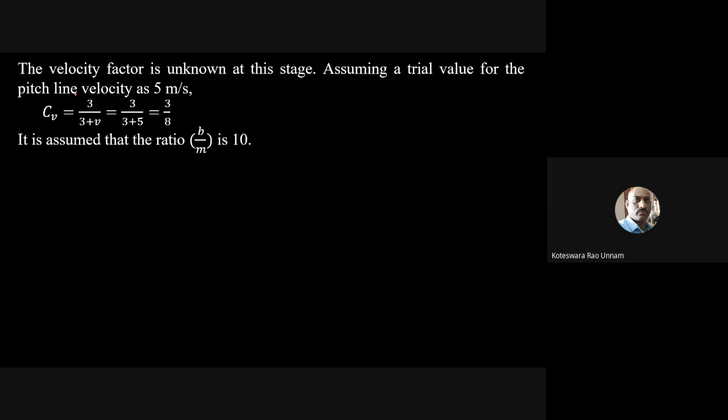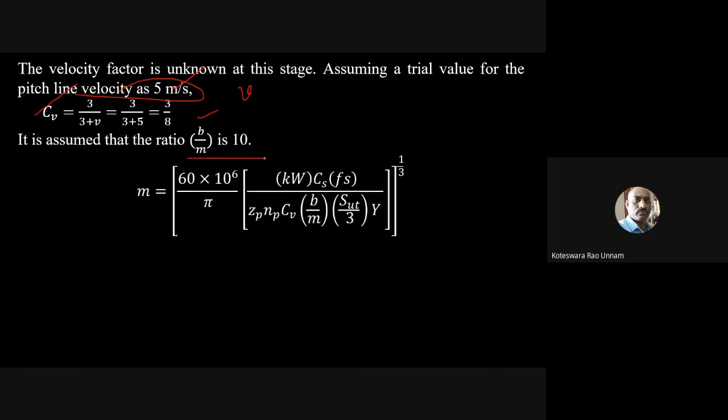Then we will assume, because initially we don't know what V is, we are assuming it as 5 meters per second. So based on that, your CV is going to be 3 by 8 and B by M is assumed as 10 again. Then you substitute all those data; the CS is given as 1.5. CV, just using this relation, we calculated 3 by 8. So everything we know now here.